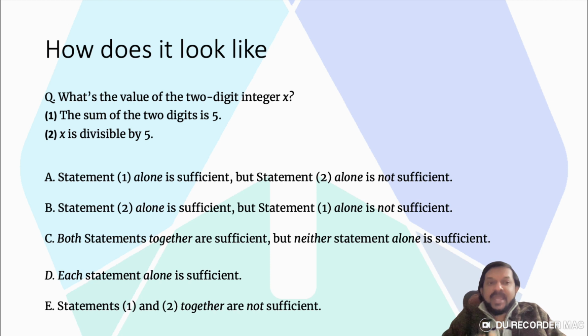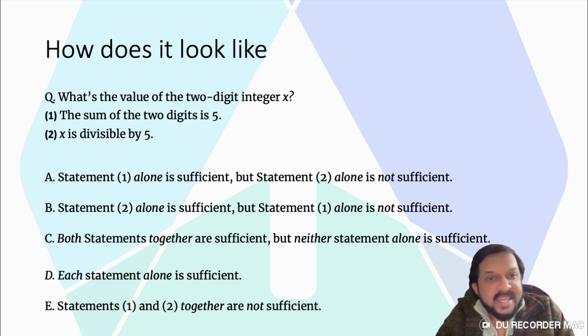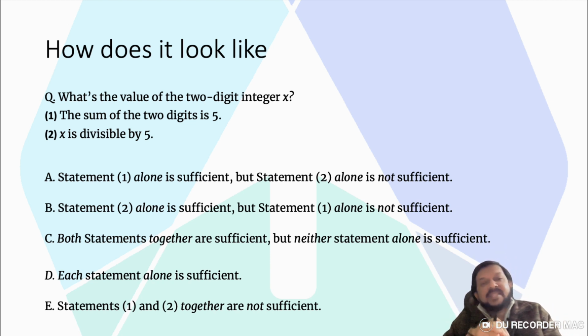That means when I ask you what's the value of the two-digit integer x, it is very important that if the data is sufficient to answer the question, it should give me one unique value of x. If there are multiple values that x can take, then we are saying that the data is not sufficient to get an answer. The instructions are pretty standard.